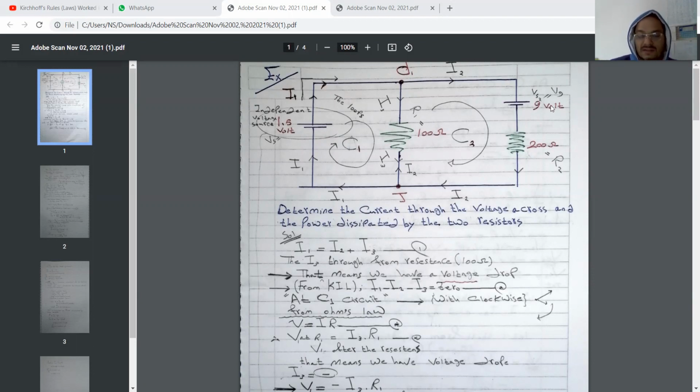Today we will try to solve two examples about the independent voltage source. We will analyze the circuit by using Kirchhoff's voltage law and Kirchhoff's current law. Let's start to solve this circuit.